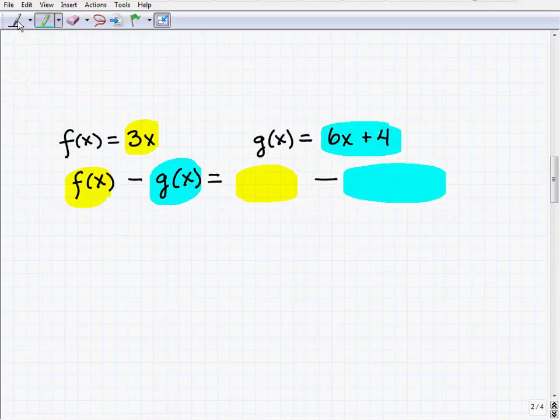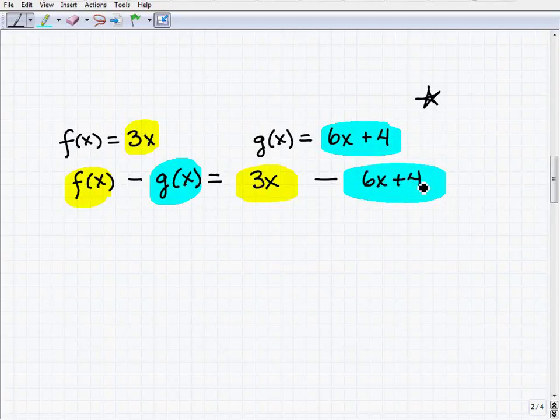And this is where students make errors. And let's see if you make this error, because if you make it and you understand why you made it, then hopefully you'll know not to make it in the future. All right, so let's see if you get this right. All right, so let's go ahead and continue. Function f of x is 3x minus the function g of x.